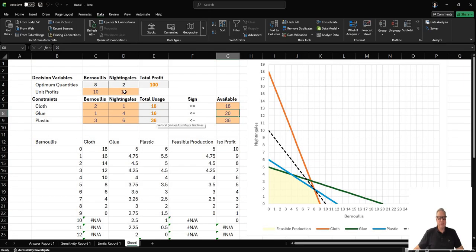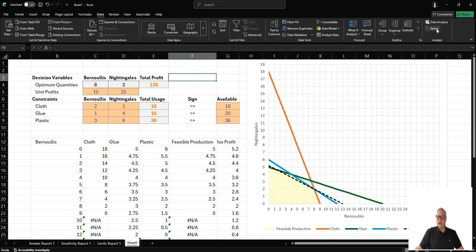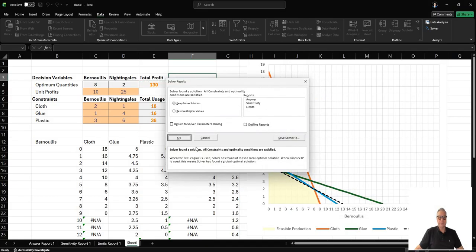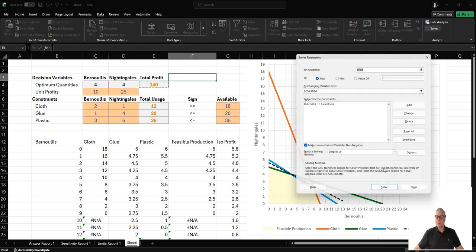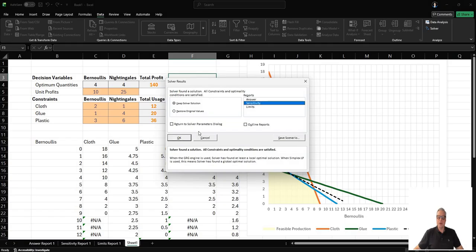Let's say the Nightingales become so popular that the price goes up to 25. Let's see what happens. What is now the optimum combination? Let's solve it. Okay, so now we would produce 4 and 4. Let's see what we get if we look at the sensitivity report for this price. So let's click again quickly on solve, and I want to see now the sensitivity report.